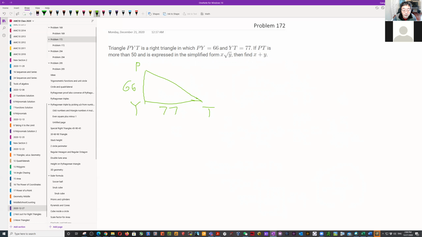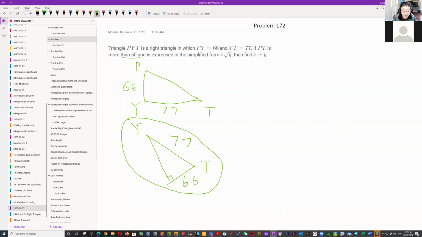PT is more than 50, so in this configuration, PT is definitely longer than 50. But is it possible that YT is the longest, that's 77, and let's say that PT is equal to 66 and YT is another? Is that possible? I don't know. So we have to consider both cases. Let's try to solve this case and check this case.